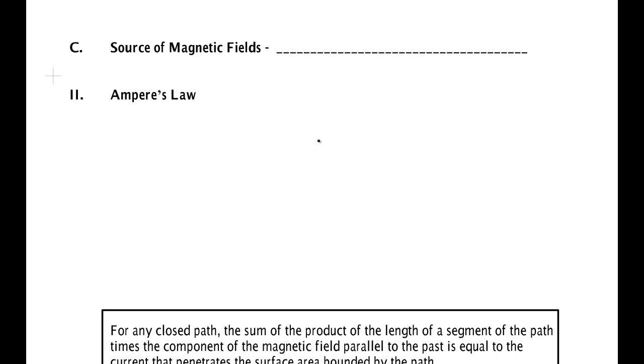And last but not least, the source of magnetic fields. The source of magnetic fields is currents, moving charge. And the source of electric field is just charge.